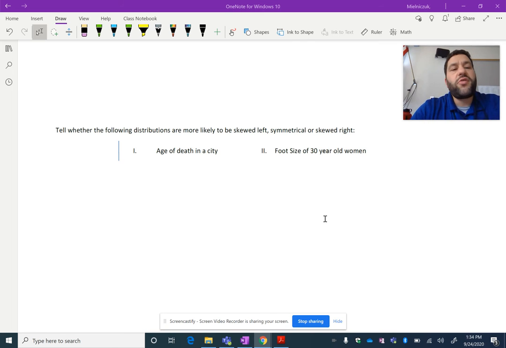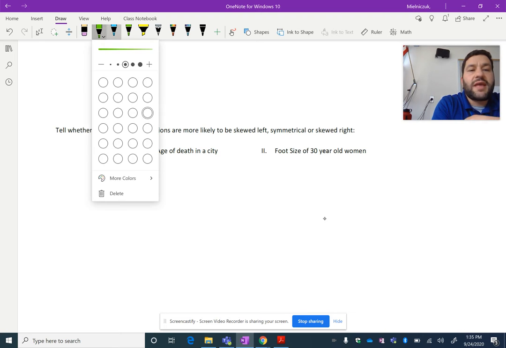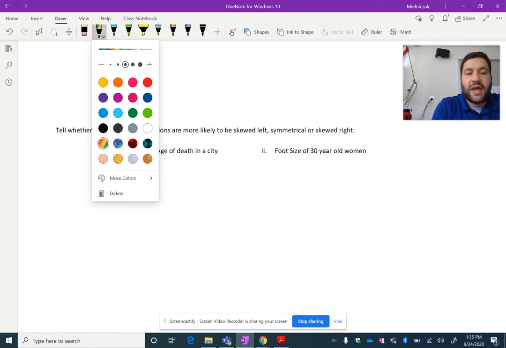Okay, so it says tell whether the following distributions are more likely to be skewed left, symmetrical, or skewed right. So we have two situations here. We have the age of death in a city, and we have foot size of 30-year-old women. Well, let's think for a second about age of death in a city.